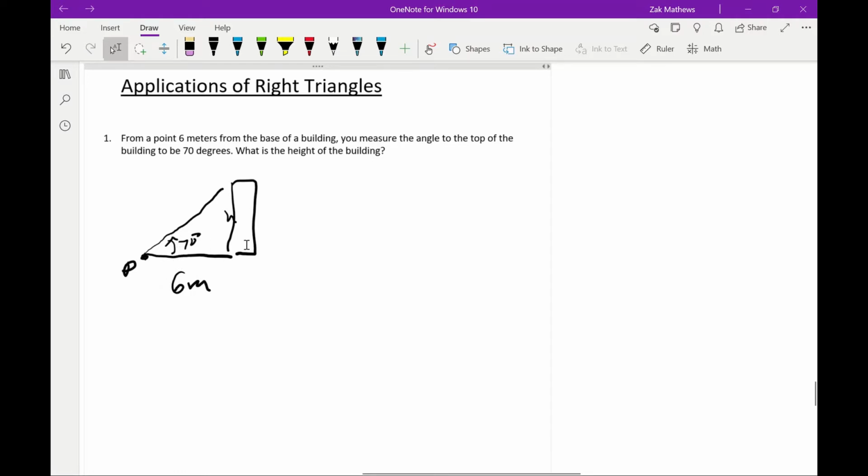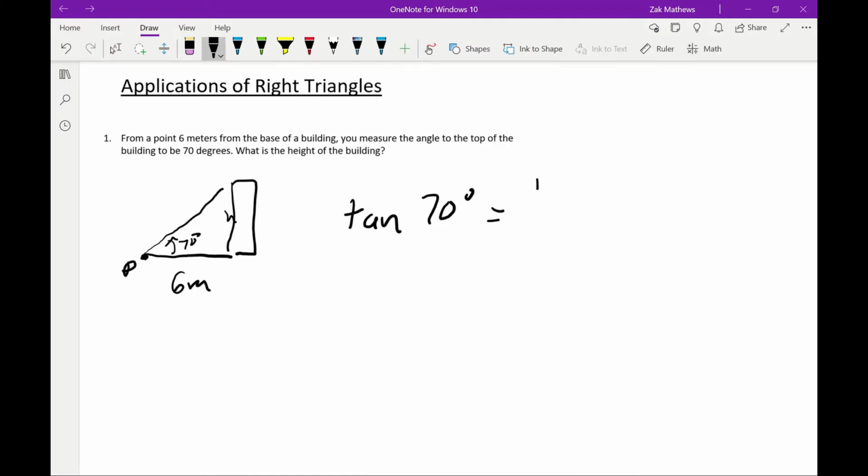All right, so we have side H over here that we're looking for. Side 6 is what we're given. We want to compare these three things. We're going to have to use a tangent. We have the opposite, we have the adjacent. So I'm going to set up my tangent. Tangent of my angle, 70 degrees, is equal to h over 6. To solve for h, I'm going to need to multiply that 6 over. And so we're looking for 6 tangent of 70.